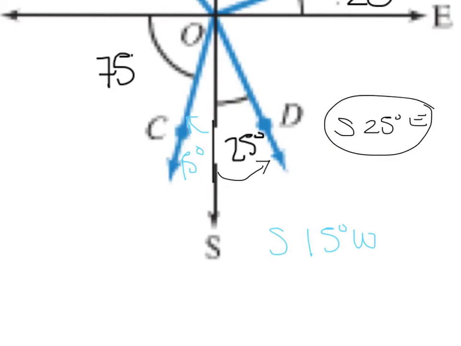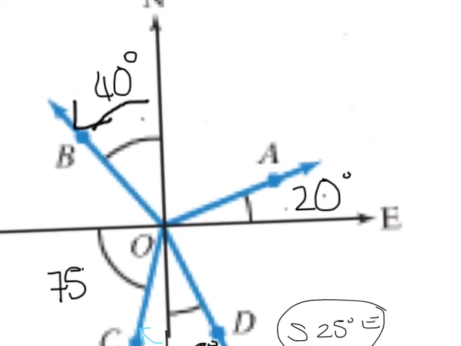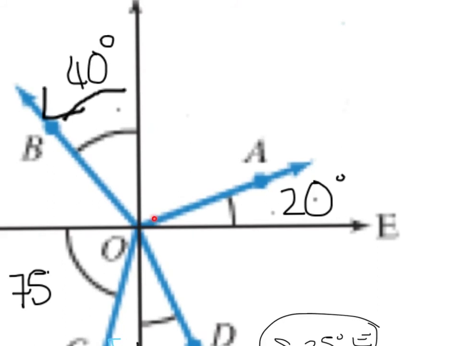Okay, if I was looking for O to A, don't make the mistake of saying it's 20 degrees. Remember, it always has to come from the north and then go towards the east. So 90 minus 20 is 70 degrees. This bearing will be north because we're on the north side of our north-south line. 70 degrees east.